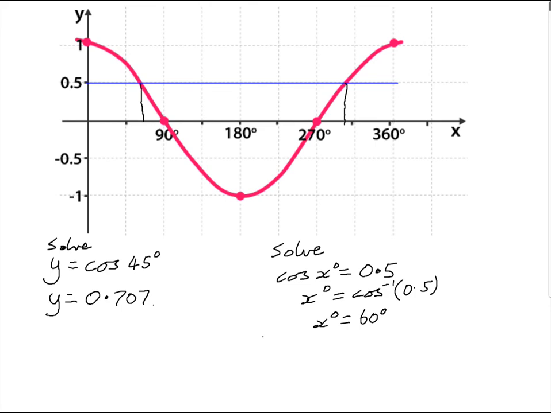So our other possible solution is going to be back from 360. So it's 360 minus 60, 300 degrees. And again, that fits what we know about our graph.